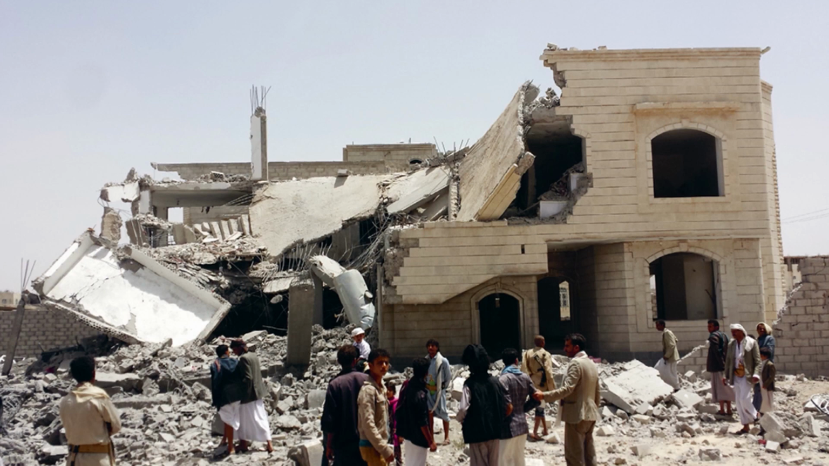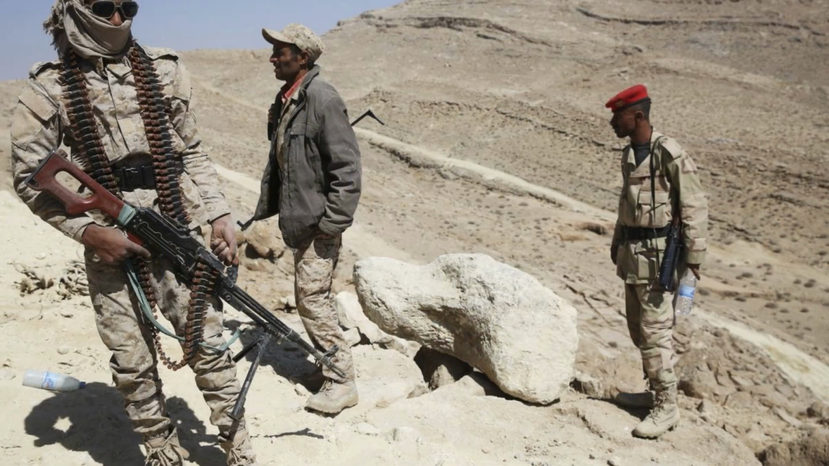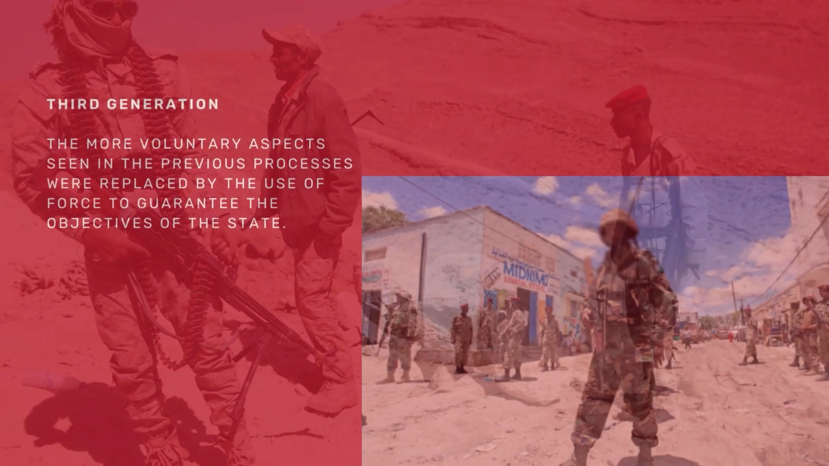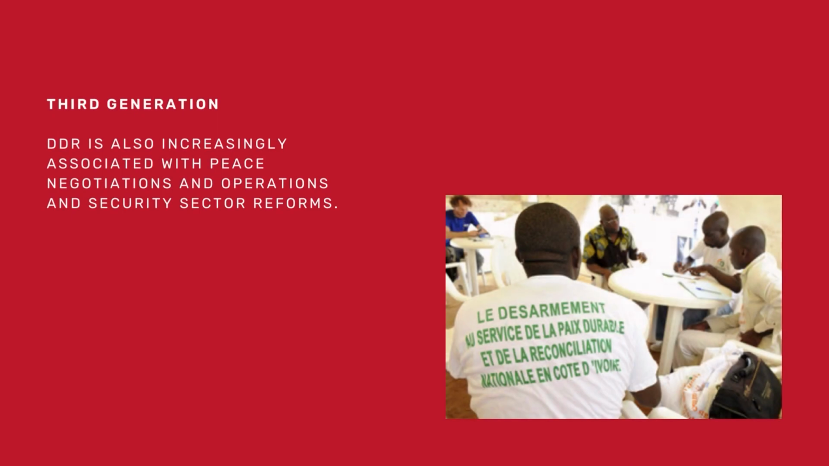For this, intervention measures were adopted in which the government used military force to deal with situations of violence carried out by armed non-state actors. With that, the more voluntary aspects seen in the previous processes were replaced by the use of force to guarantee the objectives of the state. DDR is also increasingly associated with peace negotiations and operations and security sector reforms.